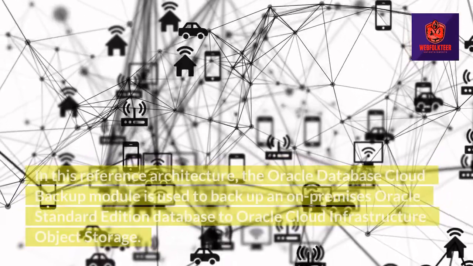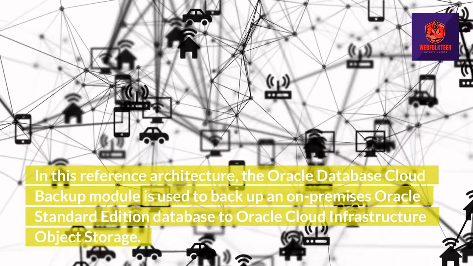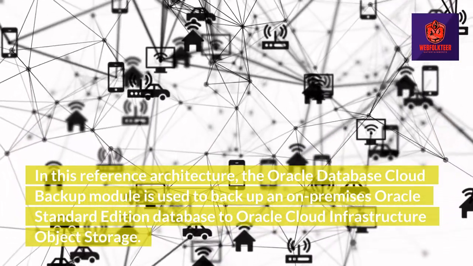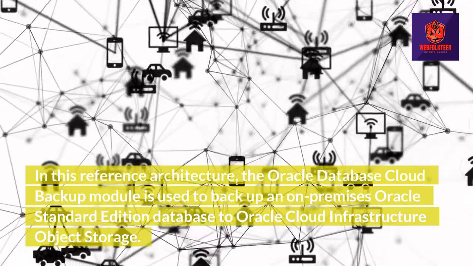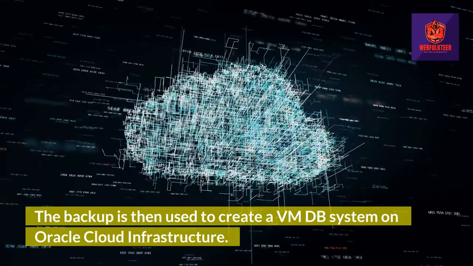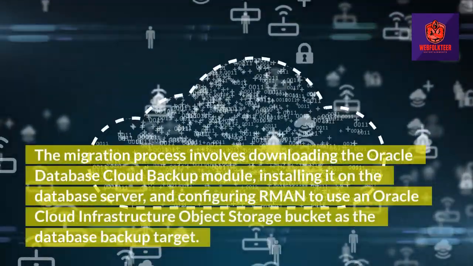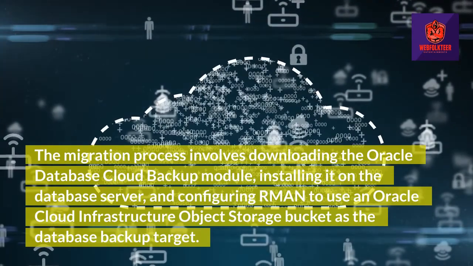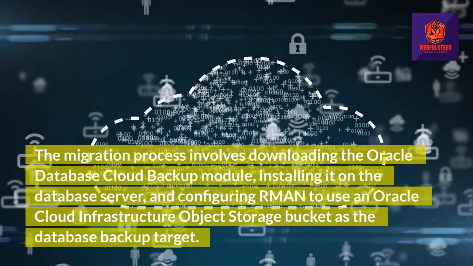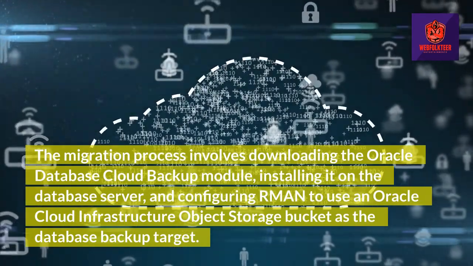In this reference architecture, the Oracle Database Cloud Backup module is used to back up an on-premises Oracle Standard Edition database to Oracle Cloud Infrastructure Object Storage. The backup is then used to create a VMDB system on Oracle Cloud Infrastructure. The migration process involves downloading the Oracle Database Cloud Backup module, installing it on the database server, and configuring RMAN to use an Oracle Cloud Infrastructure Object Storage bucket as the database backup target.